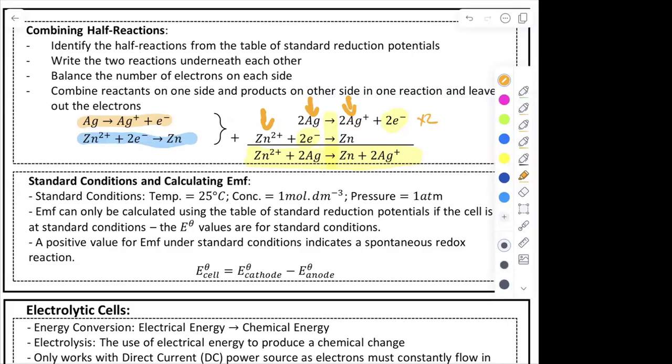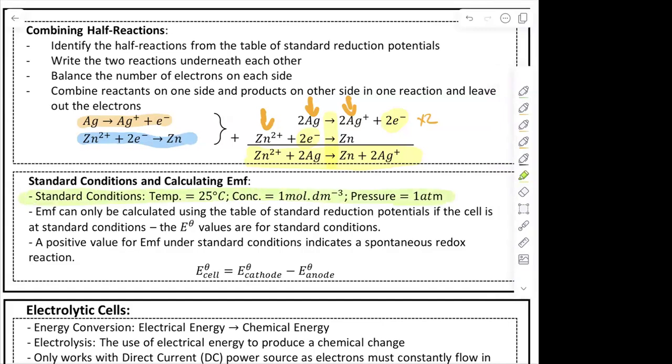Then we're looking at standard conditions and calculating the EMF of my cell, right? So how I need to look at this, very, very important. Standard conditions: we need to look at the temperature of 25 degrees Celsius, the concentration of 1 mole per decimeter cubed, and a pressure of 1 atmosphere. Those are my standard cell conditions. If I can just quickly highlight them and put them there, right?